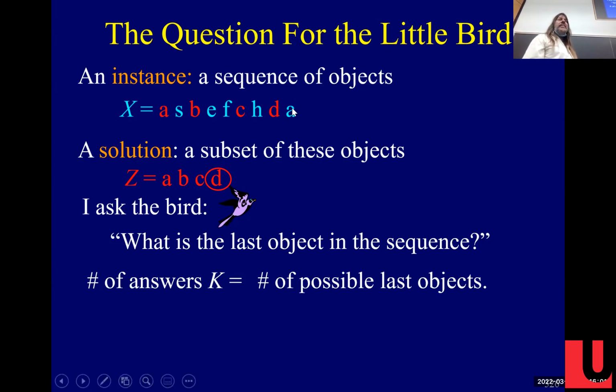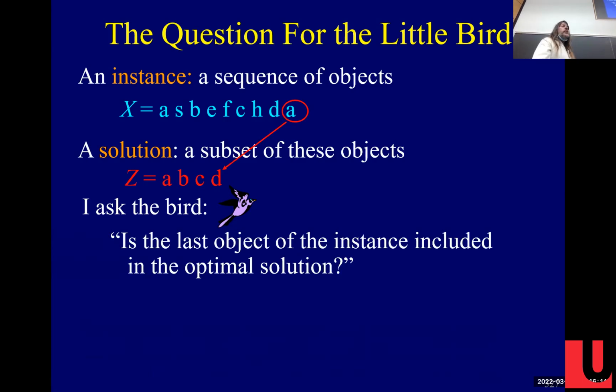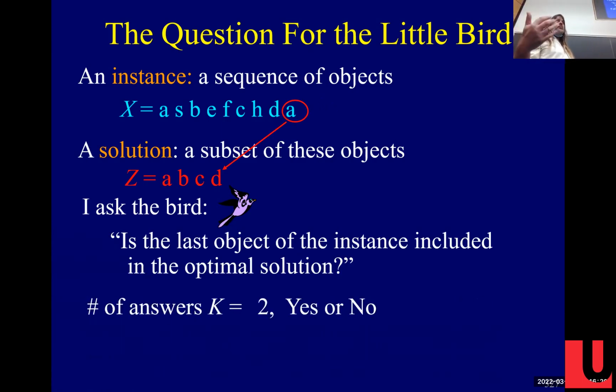Just think about A. Tell me something about A. Do we take it? Do we take it or not? We could just ask her, do we take the last object in our subsequence? And then she can answer yes or no.